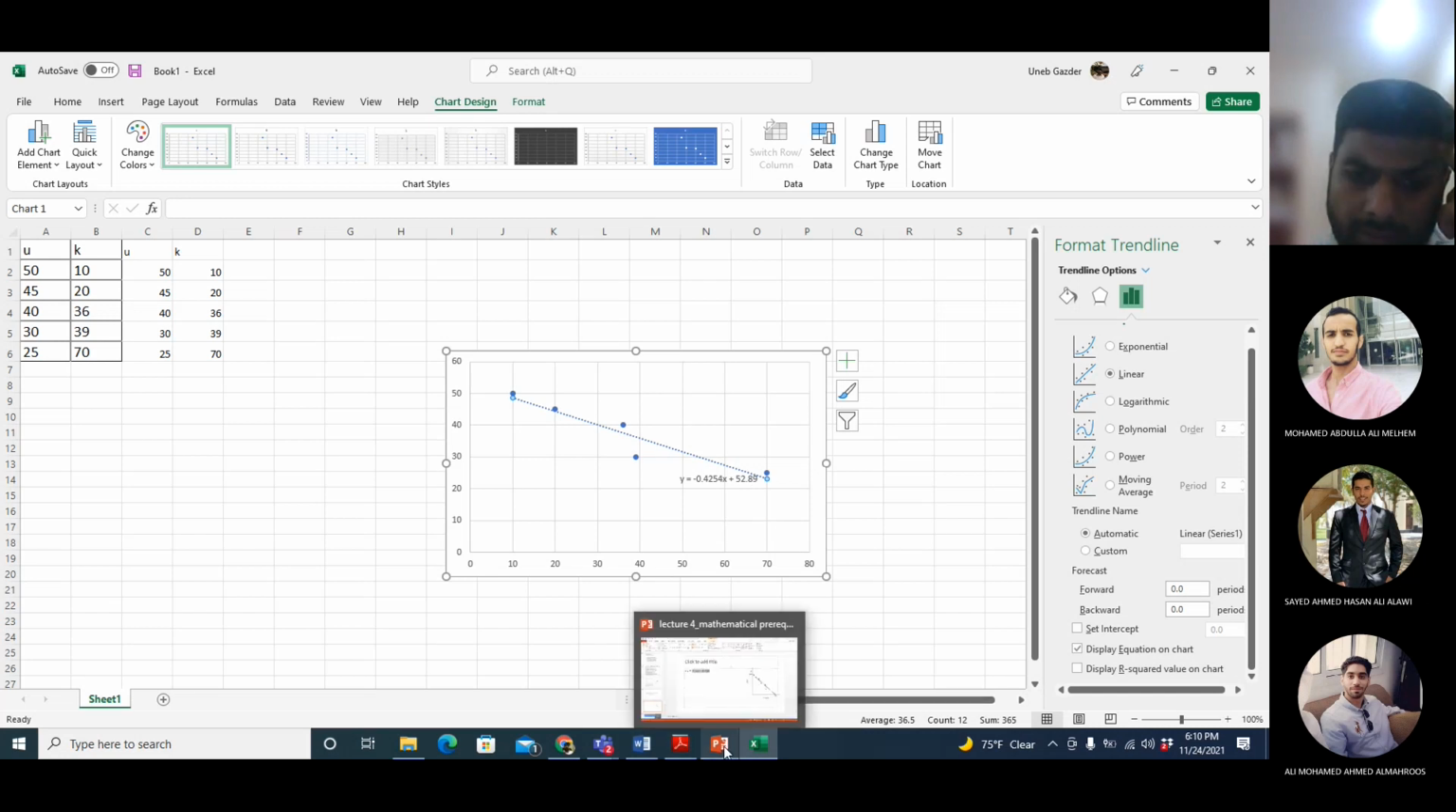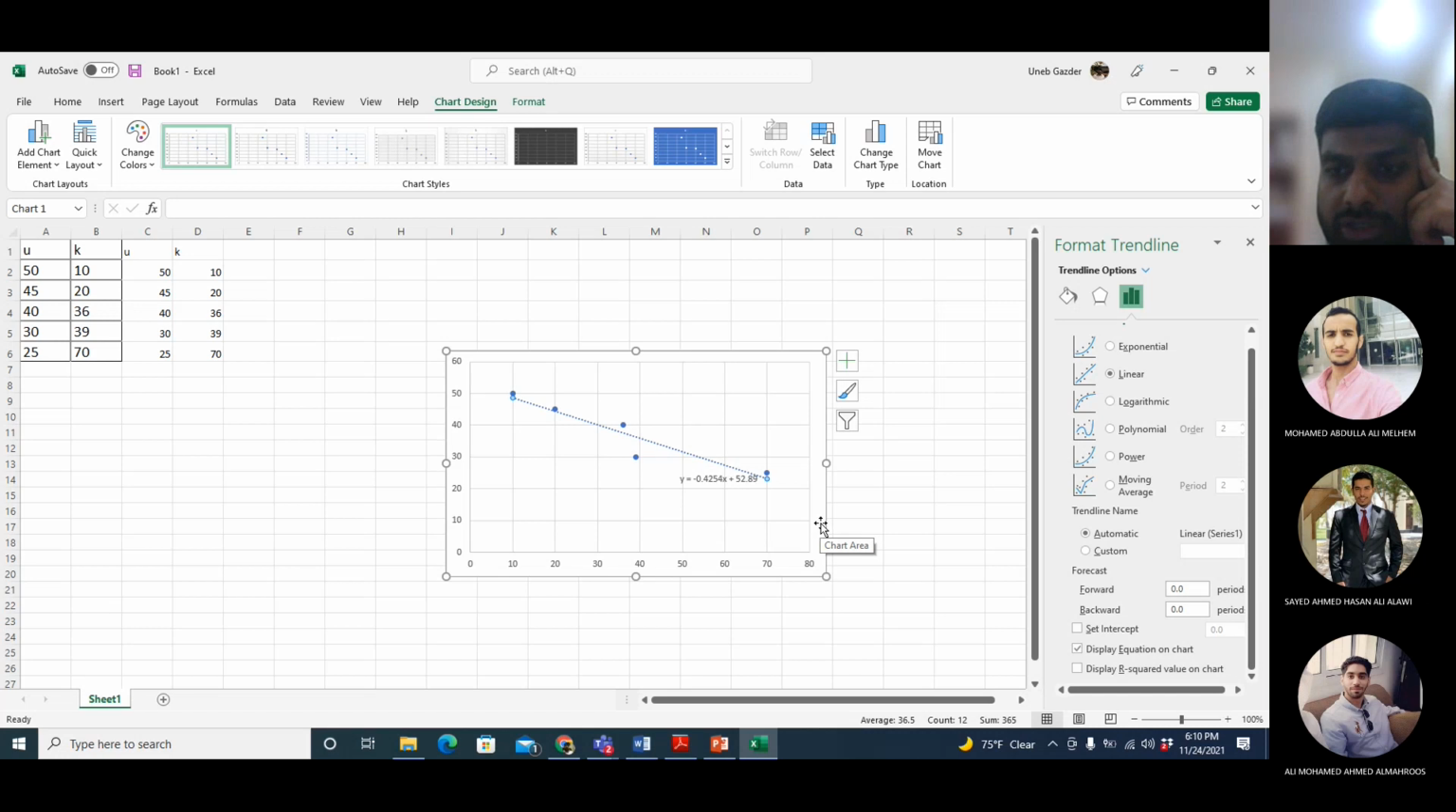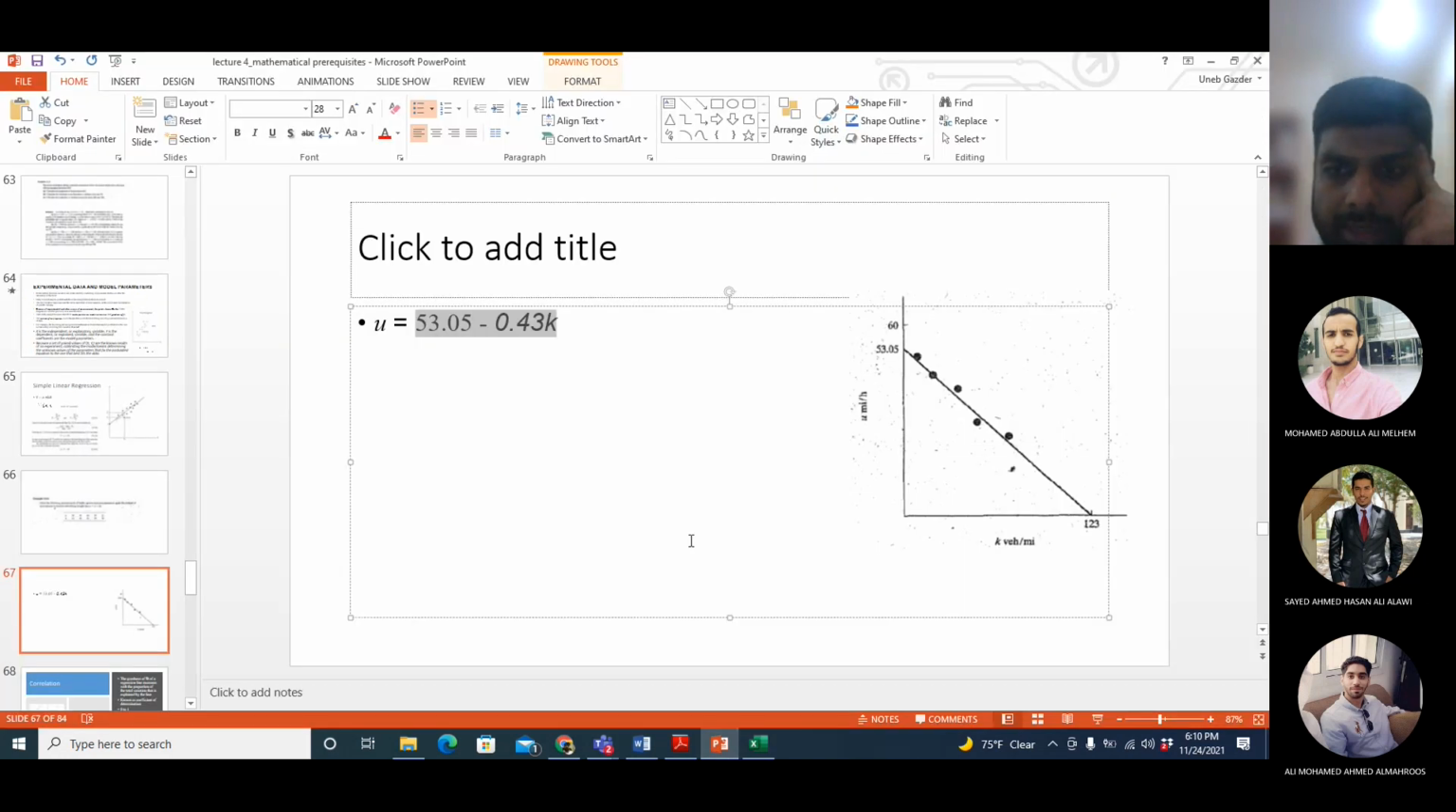Most of the calculations are very, very simple, but maybe in addition or subtracting, some of the values are negative. So maybe there you may have made a mistake. But now you can see how we can calculate the linear equation using Excel. In the same manner, you can change the type of equation: logarithmic, polynomial, exponential, and it will show you the equation for that. So this is how you can use Excel doing that.